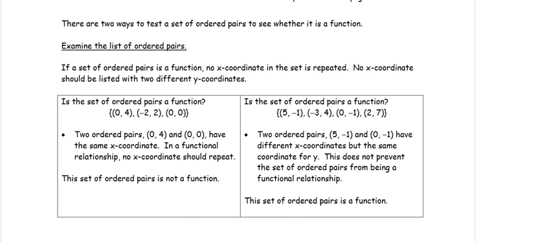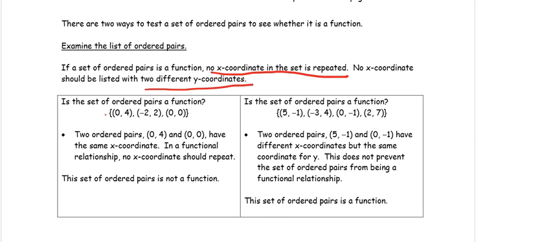So examine the list of ordered pairs, and this is probably one of the easiest ways. We're going to go over various ways of identifying if a relation is a function. And ordered pairs is one of the easiest ways. If a set of ordered pairs is a function, no x coordinate in the set is repeated. No x coordinate should be listed with two different y coordinates. So let's look at the two cases here. And again, it's all explained here, but I'm going to go through it.